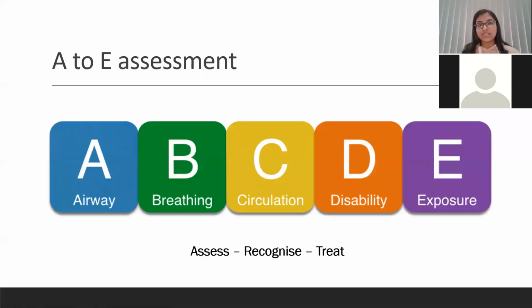So as you know, A2E assessment is a quick assessment of different systems of the body. So starting with the airways, then you go to breathing. So you're checking the chest, lungs, circulation, so function of the heart, your pulses, disability. So a quick examination of how alert the patient is and the neurological function. And exposure is adding on to your examination so far. So anything else that you'd like to know about the patient. A general rule for A2E assessment is you want to assess these systems, recognize if there are any abnormalities, and then treat them.